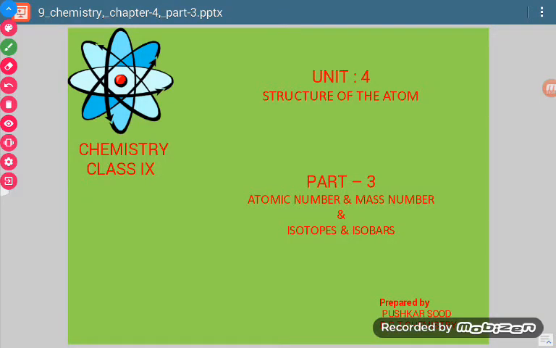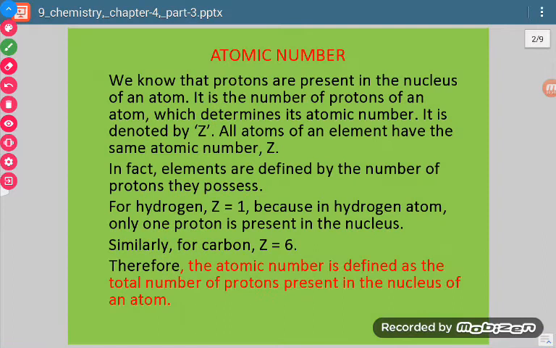Good morning, students. So today we are going to start with the third portion of our fourth unit, and in this we are going to discuss atomic number, mass number, isotopes and isobars. Okay. So first of all, let us study about atomic number.